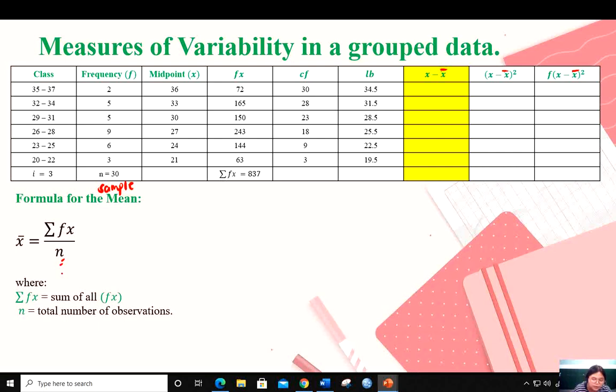Okay po? So yan. Nasa data naman, nasa FDT na lang natin yung class. We're just going to calculate. So our mean is 27.9.